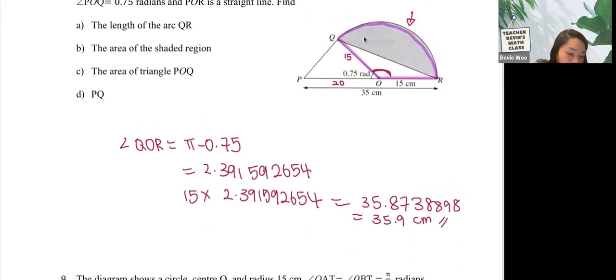Then what else do I want? The one that's my part A already. Area of the shaded. I want to find the whole pizza again. And then do what? Minus away my area of the triangle one more time. Same thing. Just focus on that area of sector that I highlighted first. Can y'all help me with that? 3 steps. Area of sector, half r squared theta. Area of triangle, half AB sine C. Minus.